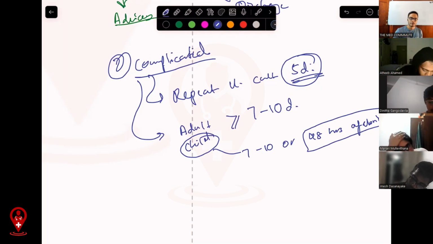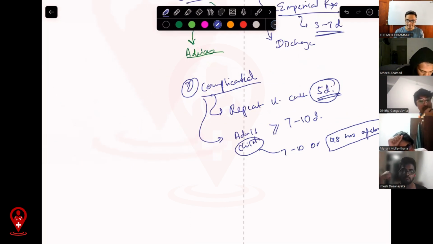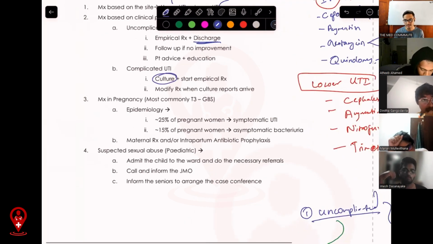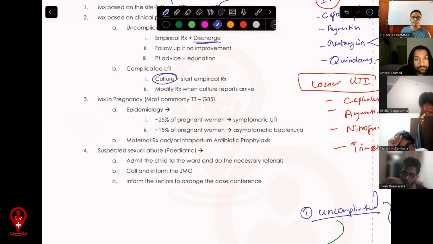Okay. And for complicated cases, as we said before, after the patient's initial condition is settled, we must investigate for other underlying possible causes. Okay. Then this one. Now, this is very important, right? Even this time, final MBBS paper, this was there, right?